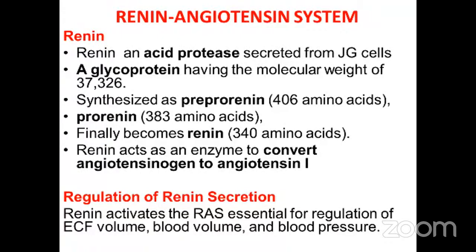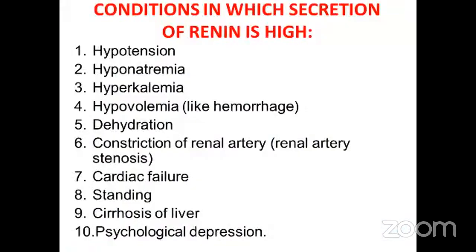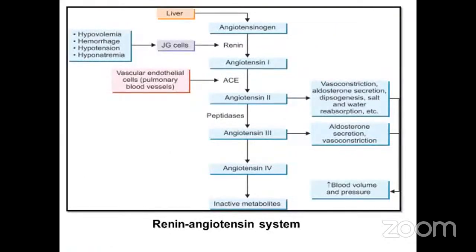Then you will see the renin-angiotensin system. Renin is an acid protease secreted from the juxtaglomerular cells. It is a glycoprotein with a molecular weight of 37,326. It is first synthesized as pre-prorenin, which converts into prorenin and finally becomes renin. Renin acts as an enzyme which converts angiotensinogen, which is secreted by the liver, into angiotensin 1.